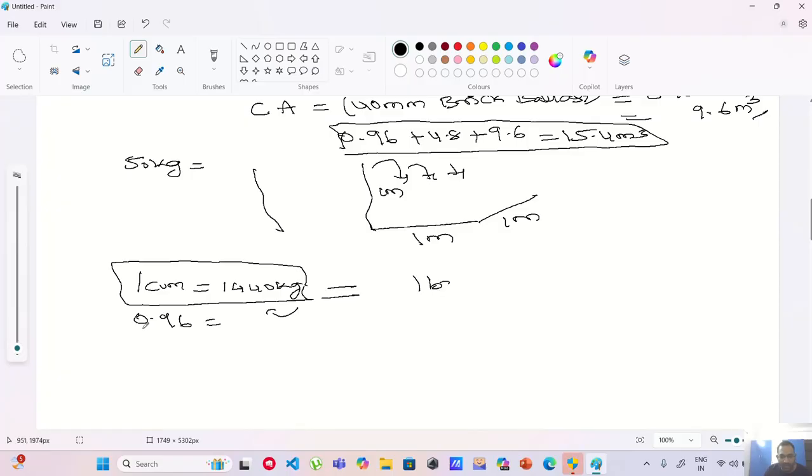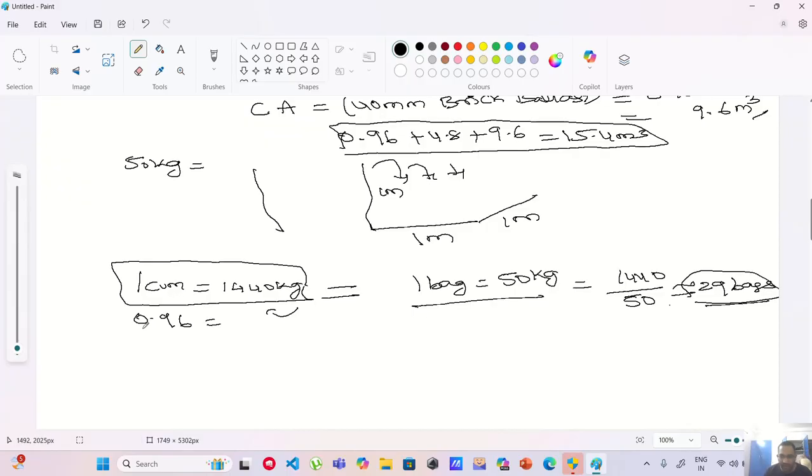One bag is equal to 50 kgs. Am I right? One bag is equal to 50 kgs. How many bags for 1440 kgs, or otherwise 1 cubic meter? I clearly explain, it is simply 1440 divided by 50, which is approximately 29 bags. So 1 cubic meter of cement is equal to 29 bags of cement.